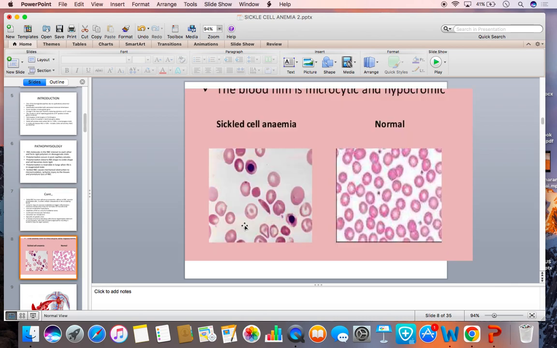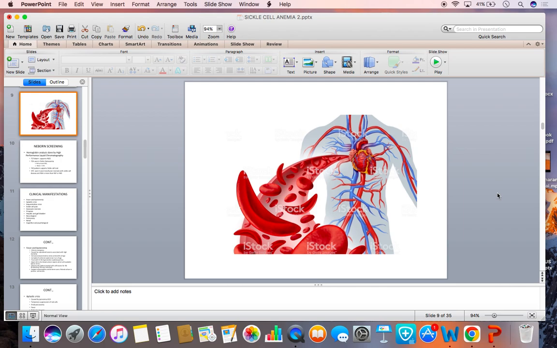Look at this slide. This is the normal smear showing the red cells. Here the red cell shows distorted shape, that is sickle cells. There are target cells, associated with anemia. This is how the sickle cells circulate in circulation, causing vasculopathy resulting in ischemic injury to the various organs.